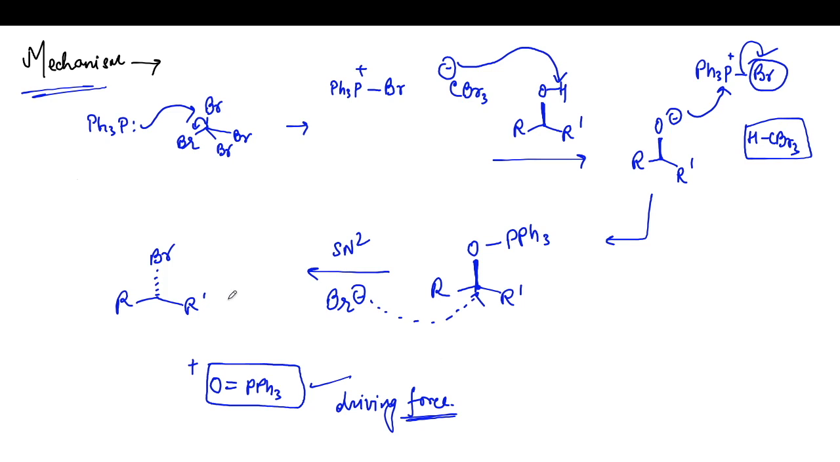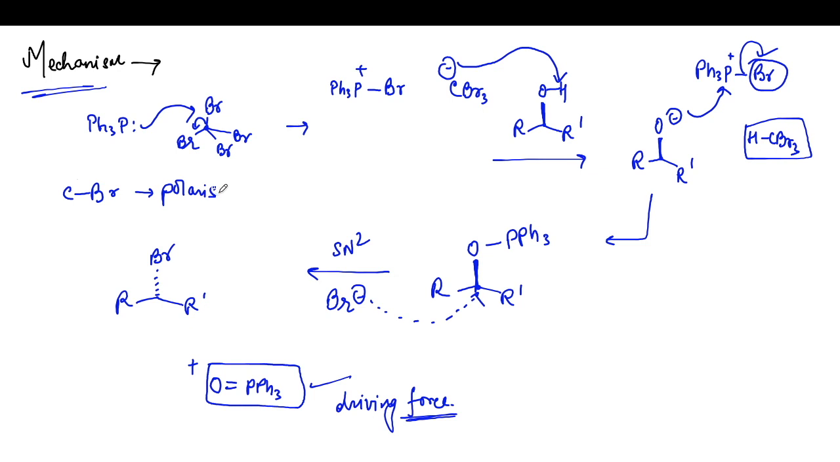Okay, now it is not a very difficult mechanism. The phosphine attacks the bromine. Why is the phosphine attacking the bromine? Why not the carbon? Because carbon is hindered, it cannot undergo an SN2 reaction, and also because a C-Br bond is polarizable.